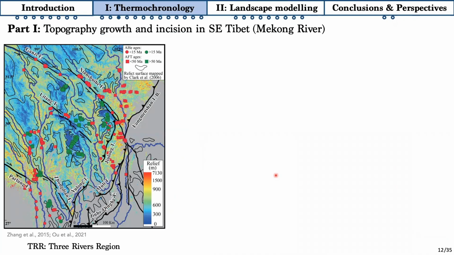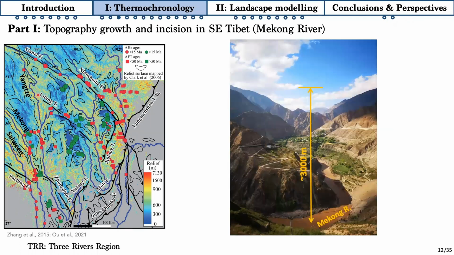So let's start it. In the west part of the Tibetan, Southeast Tibet, the Salween, Mekong, and Yangtze flow parallelly and very close to each other to the southeast. And they all have very deep valleys, like we can see on this photo of the Mekong River. They have like 3,000 meters of depth for the valley.